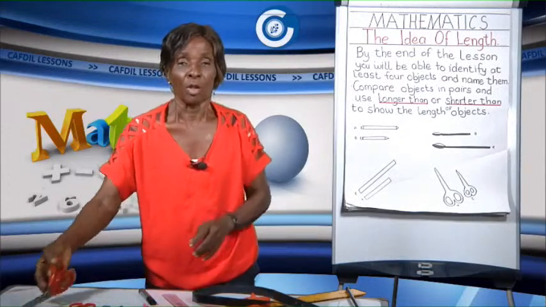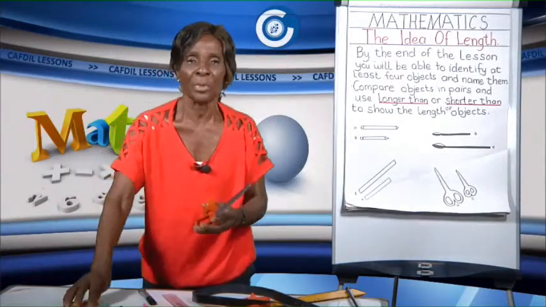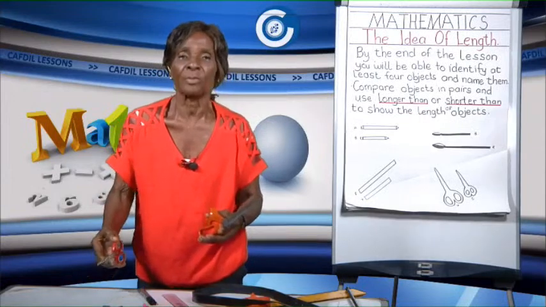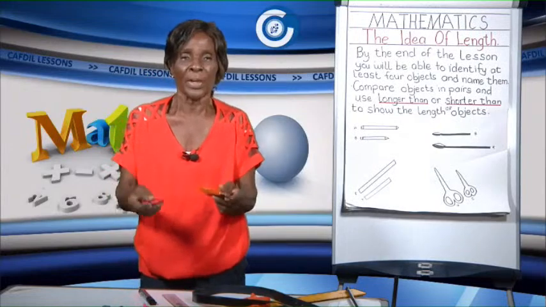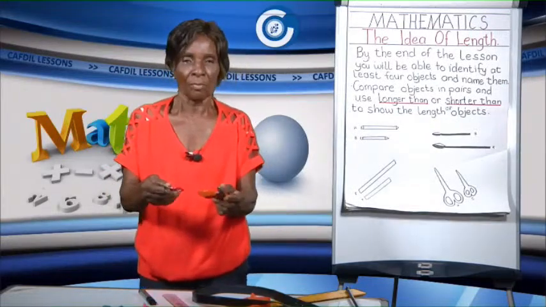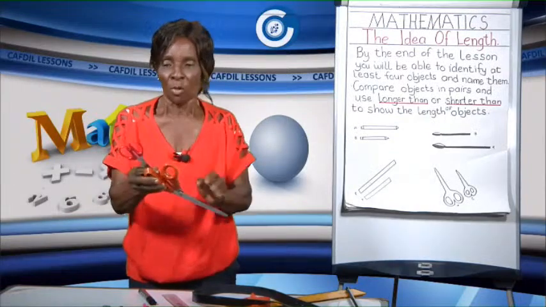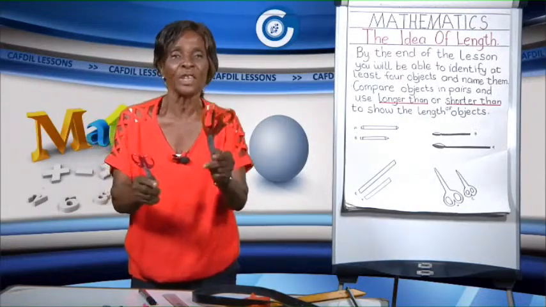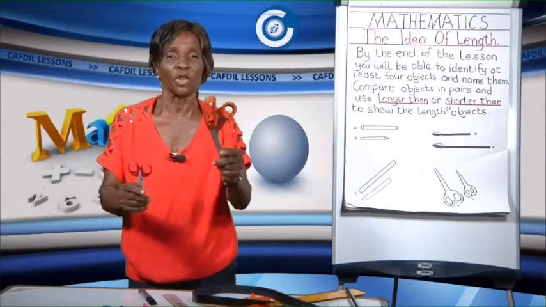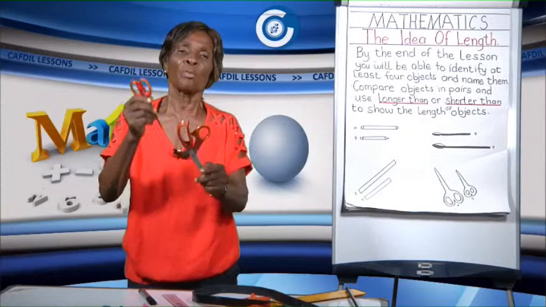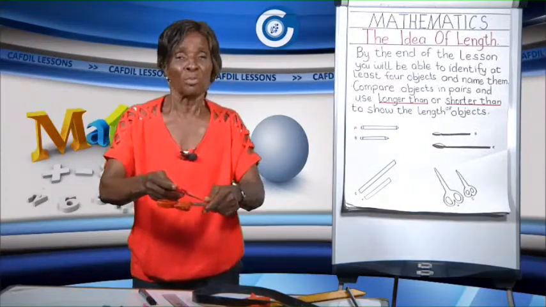Look at mine. There is another pair there. Pick it. Now let's look at these two pairs of scissors. They are almost the same. One is red and one is orange. Have you seen? One is red, one is orange. Now compare the orange and the red.